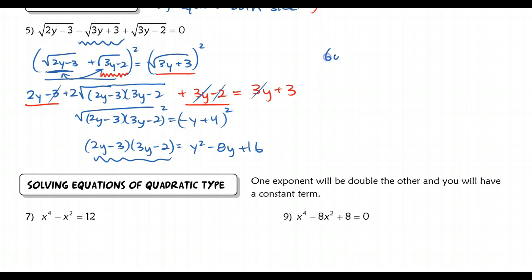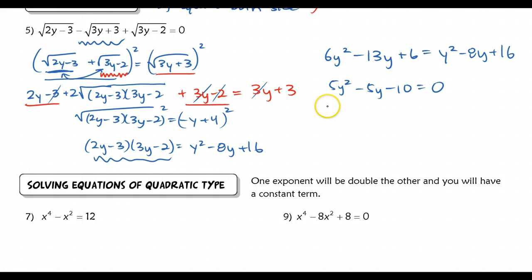So I get 6y squared minus 4y minus 9y, so minus 13y plus 6 equaling y squared minus 8y plus 16. So I subtract over, and let's see, I'm left with this quadratic. I can still factor out a 5. And now I'm looking to factor the inside here.